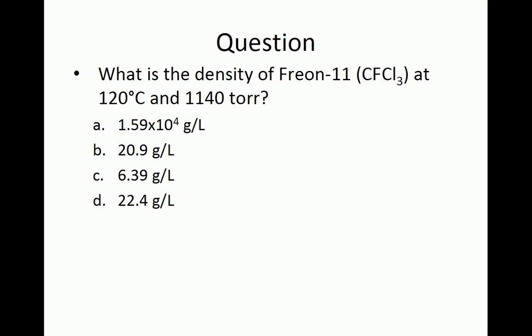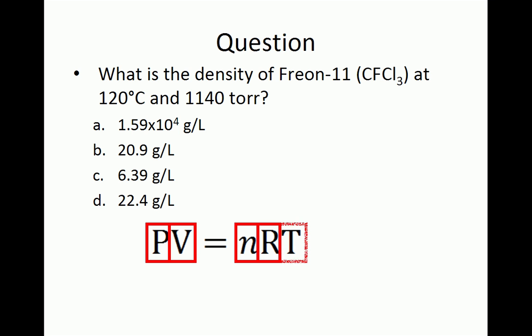This problem uses a modified form of the ideal gas law, PV equals nRT, where P is pressure, V is volume, n is the number of moles of gas, R is the ideal gas constant, and T is temperature in Kelvin. The problem appears deceiving because it is asking for density, which is nowhere in the equation.